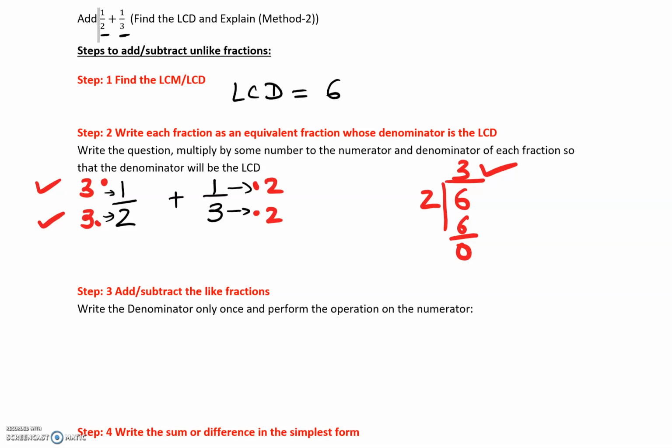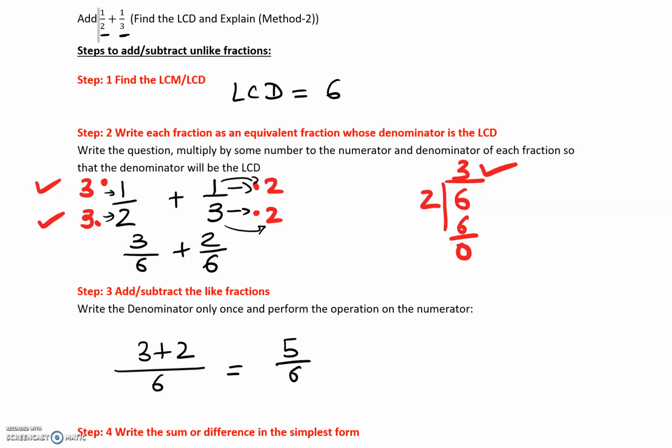Now we're going to perform the operation on the top and the bottom. So it's 3/6 plus 2/6. Next, step 3, write the LCD only once. Perform the operation on the top. Remember here we multiplied it. 3 times 1 is 3. 3 times 2 is 6. 1 times 2 is 2. 3 times 2 is 6. That's how we got the numerator.